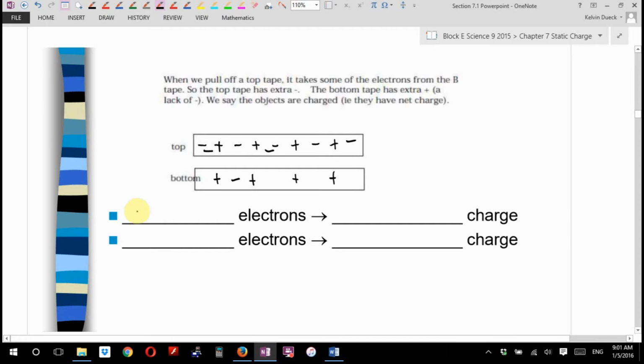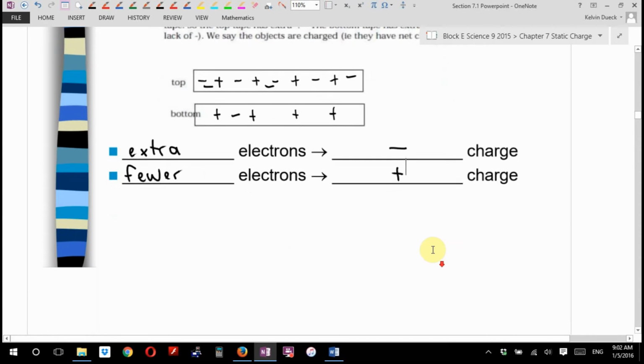So, extra electrons. Oop, not positive, Mr. Dewick. Are you positive? No, I'm negative. Fewer electrons, positively charged. Okay. If you gain electrons, you're going to be negatively charged. If you lose electrons, you're going to be positively charged.